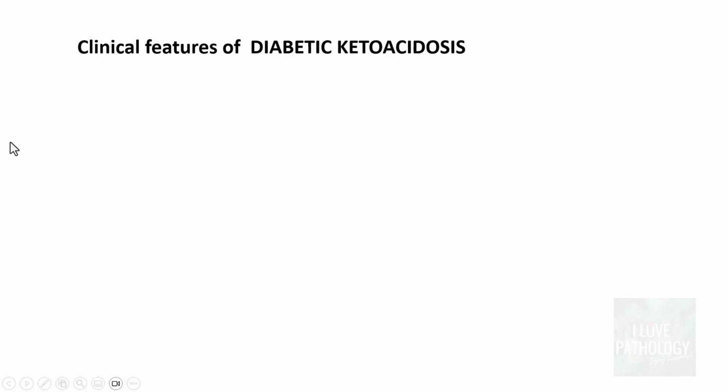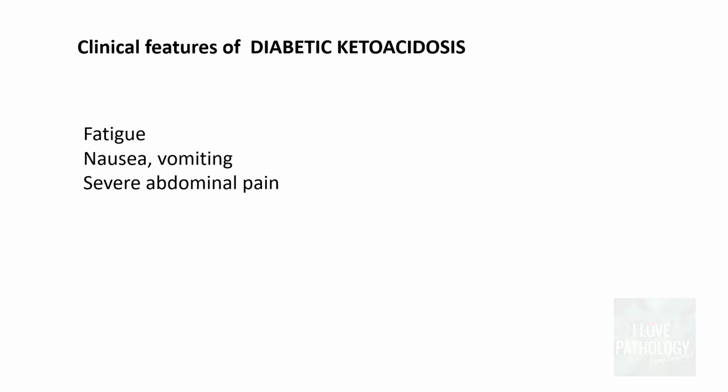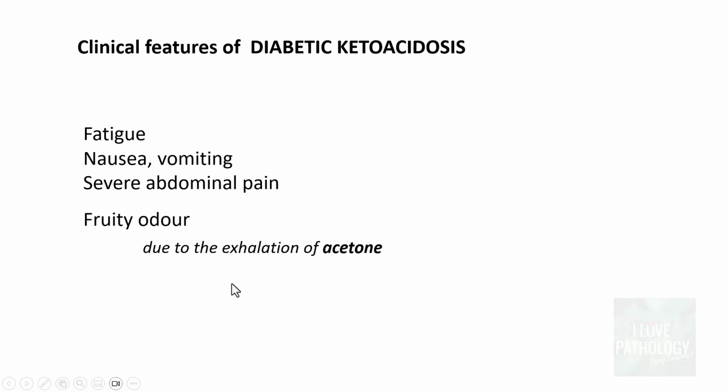So how do you recognize diabetic ketoacidosis? What are the clinical features of diabetic ketoacidosis? Firstly, the patients might present with fatigue, nausea, vomiting, severe abdominal pain. Nausea and vomiting is because of increased presence of these ketone bodies, which start irritating the gastric mucosa, resulting in nausea and vomiting, and also the abdominal pain.